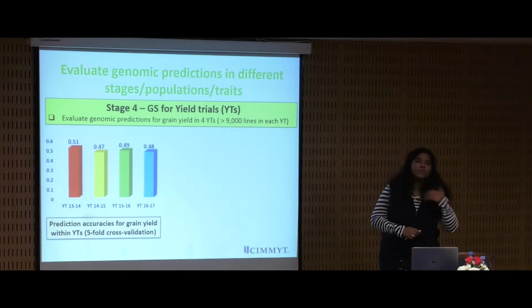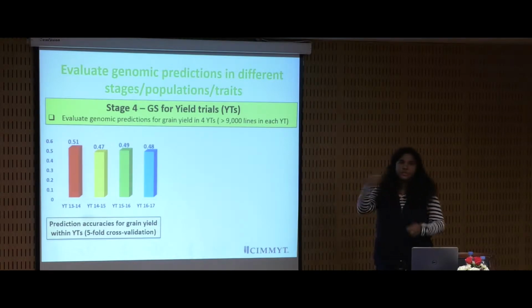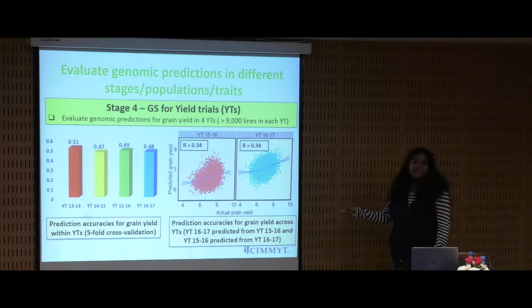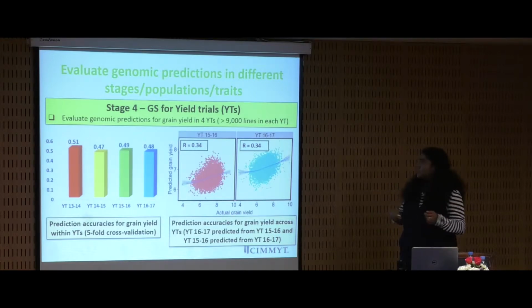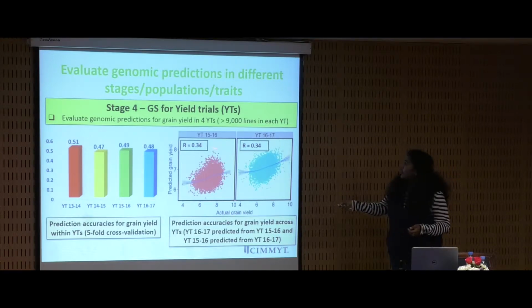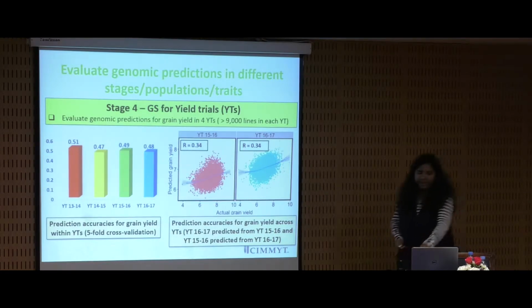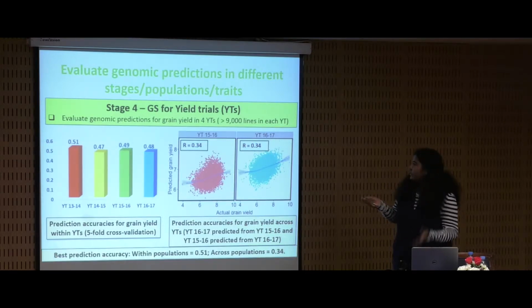However, our breeder was interested in knowing what happens if you predict different years using another year, because that's what a breeder is interested in. What can you do if you don't phenotype these lines? So that's what the accuracies came from, predicting the year 15-16 from the year 16-17, or vice versa. So this will be a backward prediction, and this will be a forward prediction. And our accuracies were about 0.3. And so that's the example for grain yield.